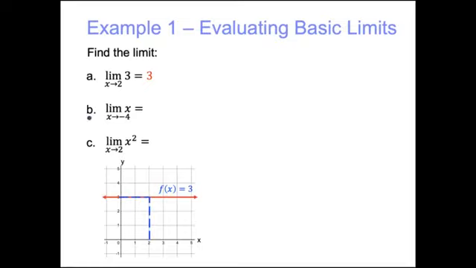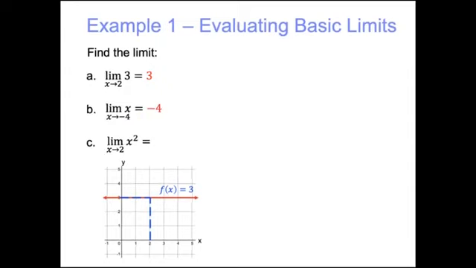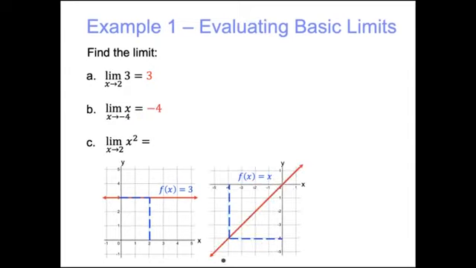Now let's look at part B. Here we're asked to find the limit as x approaches negative 4 of x. Now this is the identity function, and we just learned that for the identity function, the limit as x approaches c is equal to c. In this case, that's negative 4. And we can further validate our limit by looking at the graph. Notice that the graph is continuous, so we should be able to find the limit by direct substitution. f of negative 4 is equal to negative 4, so the limit as x approaches negative 4 of x is equal to negative 4. Now let's look at part C.